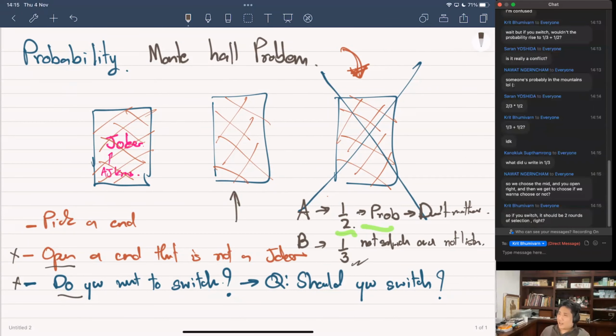Now what? So if you choose the first card, I open the right one, and then you get to choose whether you want the left or the middle. Because I opened the right already, you don't want to pick it.